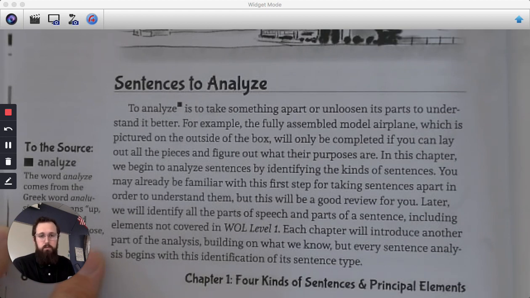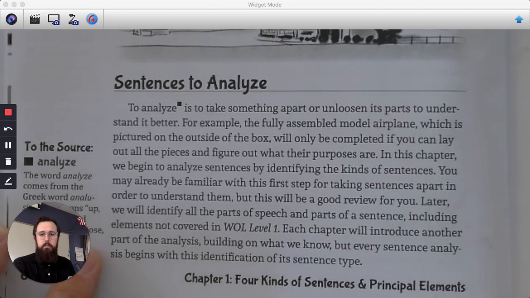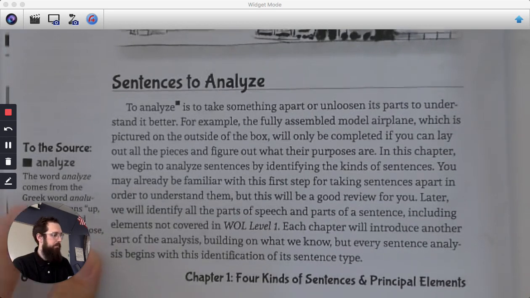You may already be familiar with this first step for taking sentences apart in order to understand them, but this will be good review for you. Later, we will be identifying all the parts of speech and parts of a sentence, including elements not included in Well-Ordered Language Level 1. Each chapter will introduce another part of the analysis, building on what we already know. But every sentence analysis begins with identification of its sentence type.